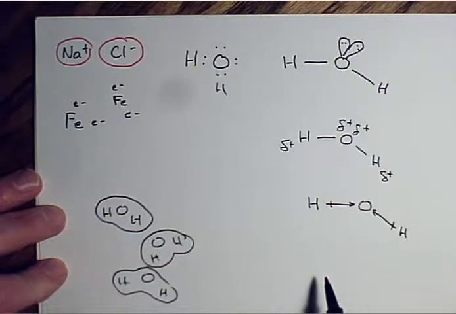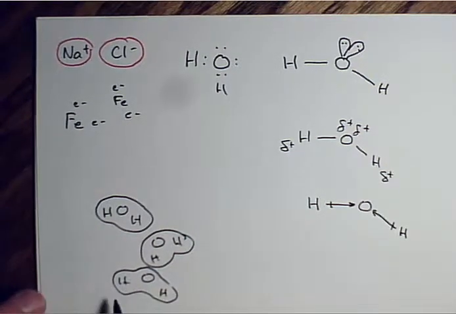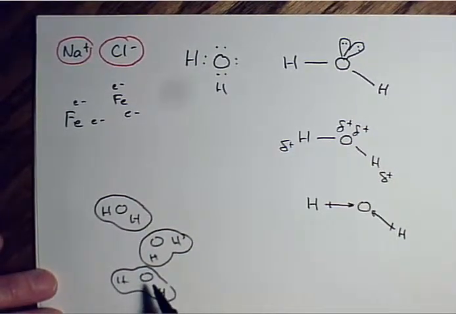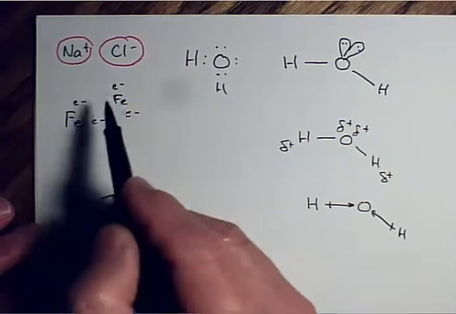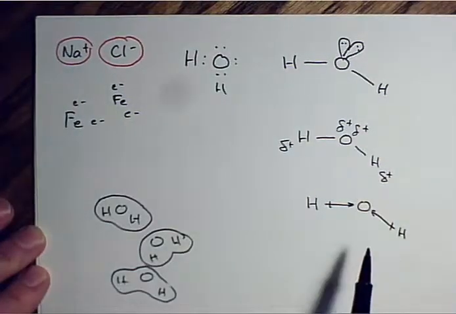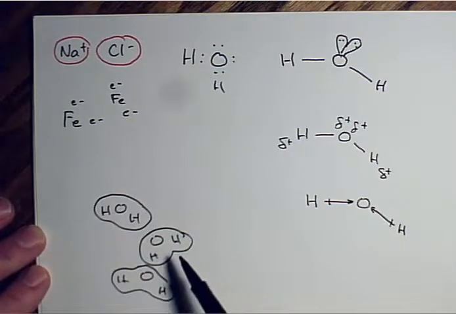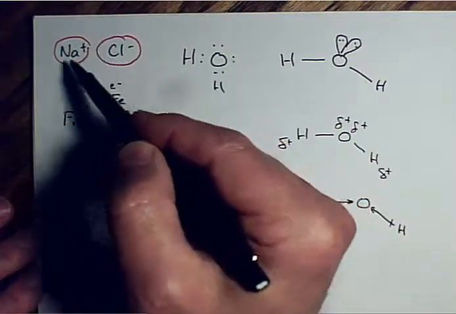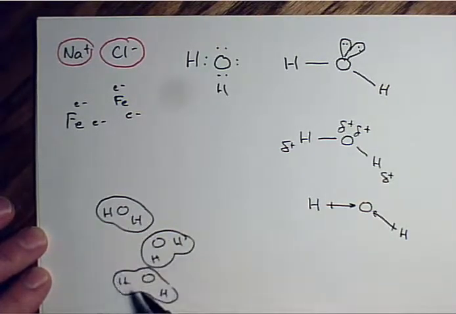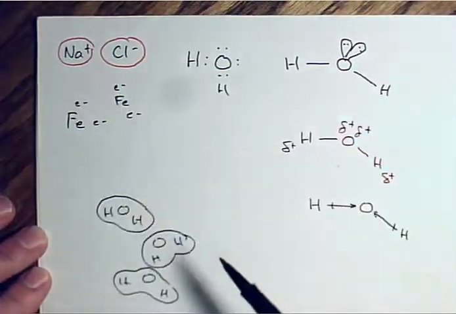Weaker attraction is the key. The polar attractions, well, this is very polar. And as far as polar attractions go, there's a very strong attraction between these water molecules. But it's nowhere near the attraction between the iron and the electron sea, or the sodium ion and the chlorine ion. And the result is a much lower boiling point, or for that matter, a much lower melting point, much lower freezing point.